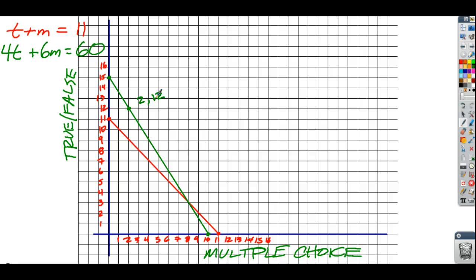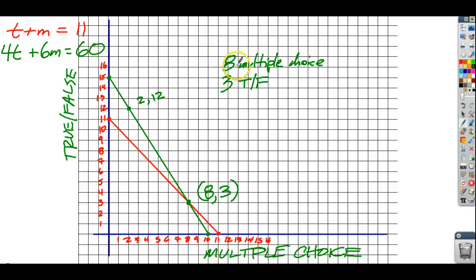What you want to see is where these two lines intersect. That's going to tell me this point here is where both of these requirements hold true. It's where the number of questions add up to 11 questions, and where both of these can add up to 60. Okay, and it's at 8, 3, right? So 8, 3, which means we know that it's 8 multiple choice and 3 true false. All right, if we add that, 8 plus 3 does equal 11, okay?